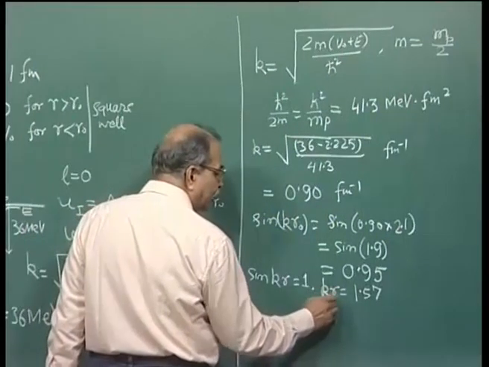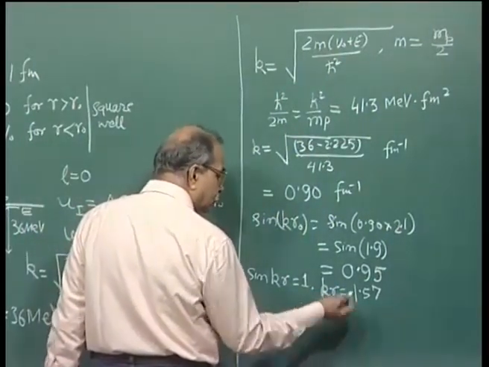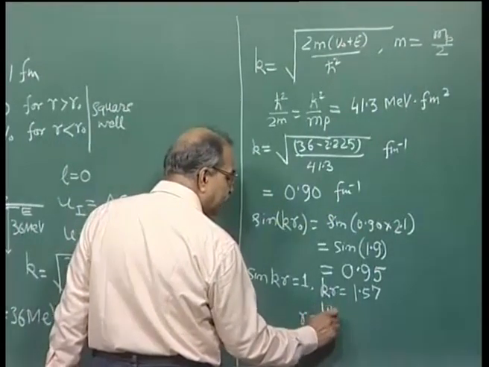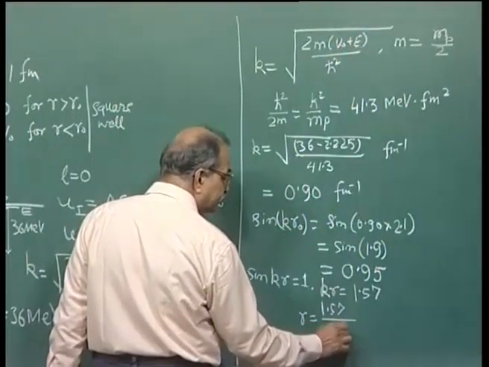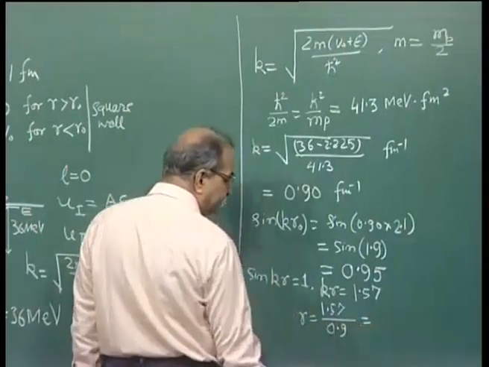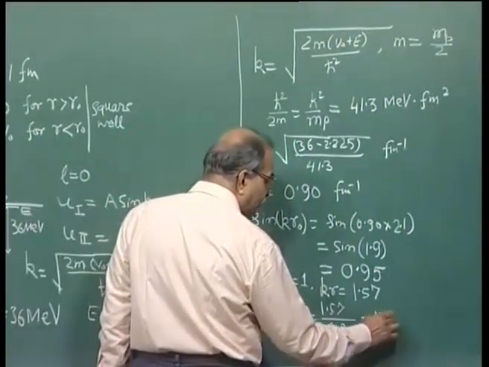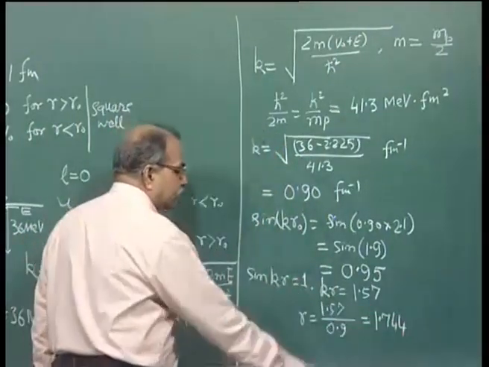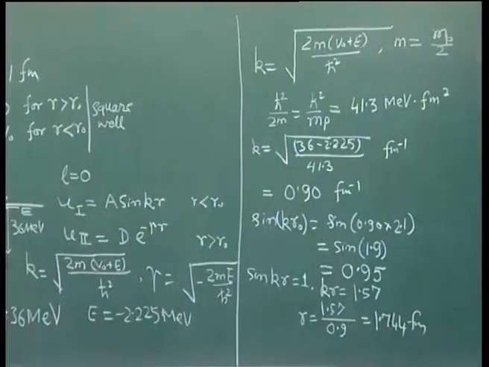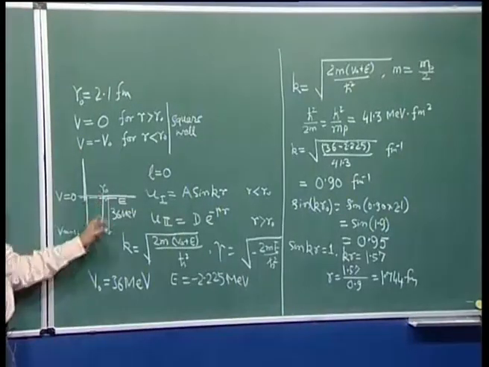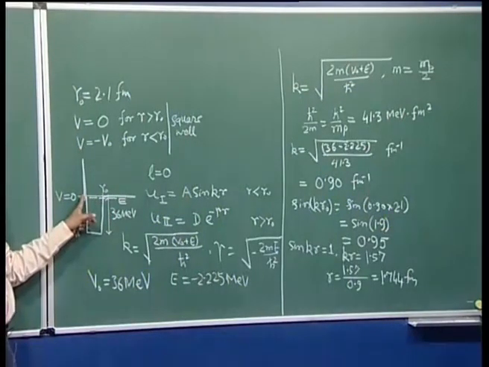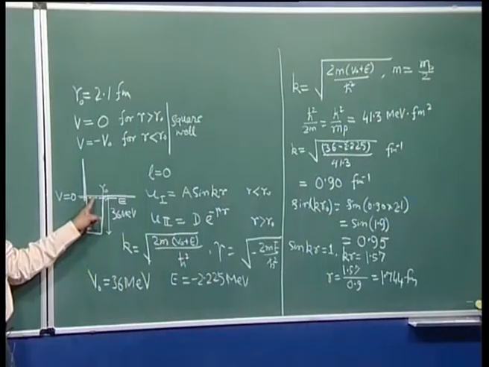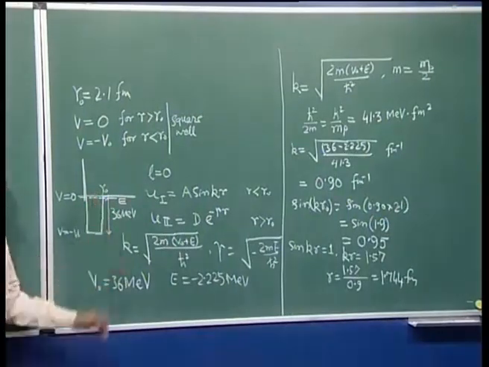Okay, and what is r? R is equal to 1.57 divided by k. K is 0.9. How much is this? 1.744. 1.744 femtometers. So, now look at this diagram. This is 2.1 femtometers, this point is 2.1 femtometer, this is 0, 1.74.